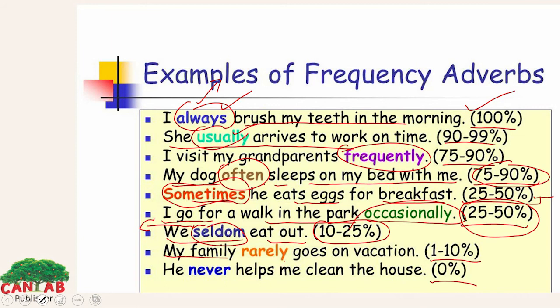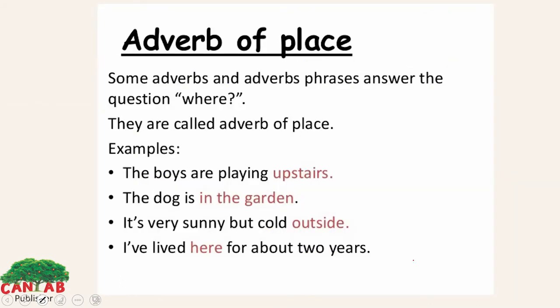My family rarely goes on vacation. 1 to 10%, because one cannot go on vacation daily or usually or sometimes. They rarely go for vacation, so its percentage is 1 to 10%. The last one is here. He never helps me clean the house. Never, the action is never done, so it has 0%. क्योंकि कोई काम कभी नहीं हुआ तो उसका percentage क्या होगा? 0%. And the last one is here, adverb of place.